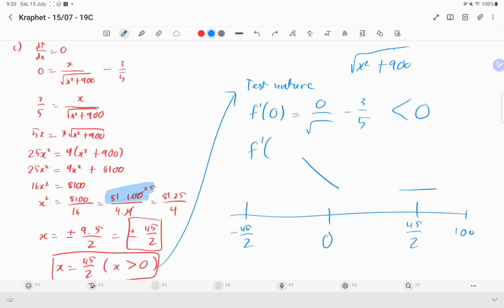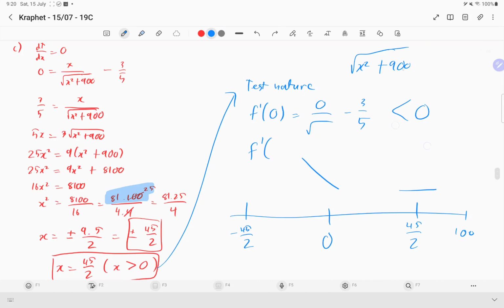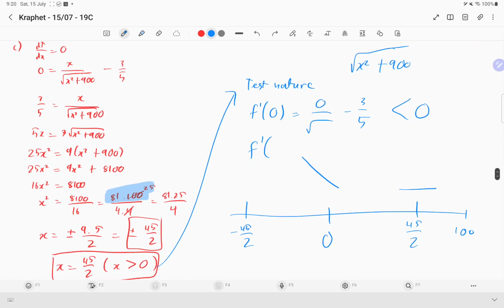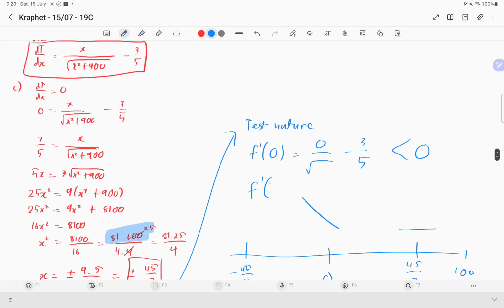Yeah, that's when x equals 0. All right, I'm just going to go 100 and see how we go with that. 45 over 2. Okay, so that f dash at 100 would give me 100 over square root of 100 squared, which is 10,000, so 10,900, right, minus 3 over 5.